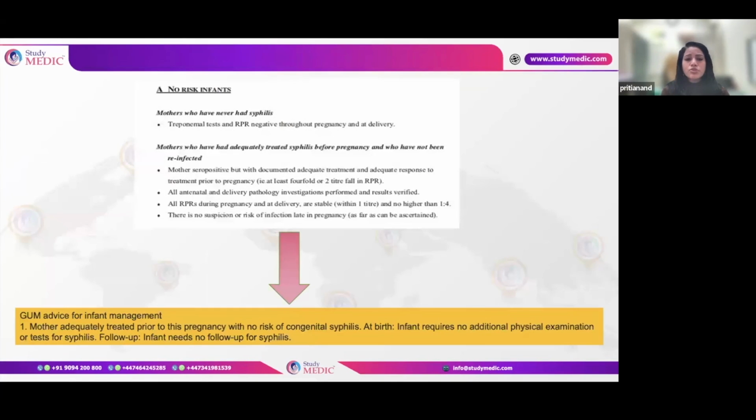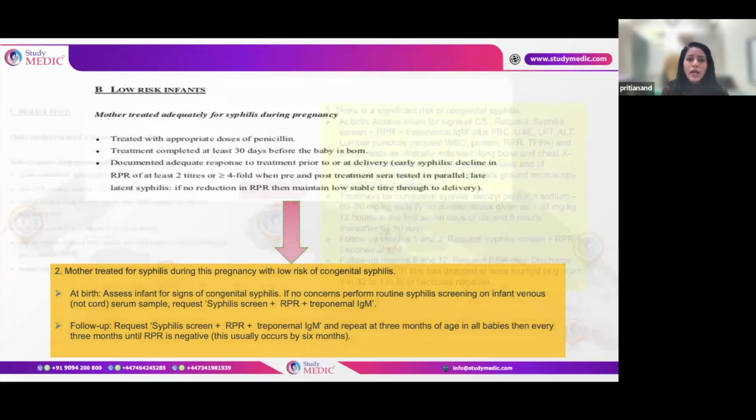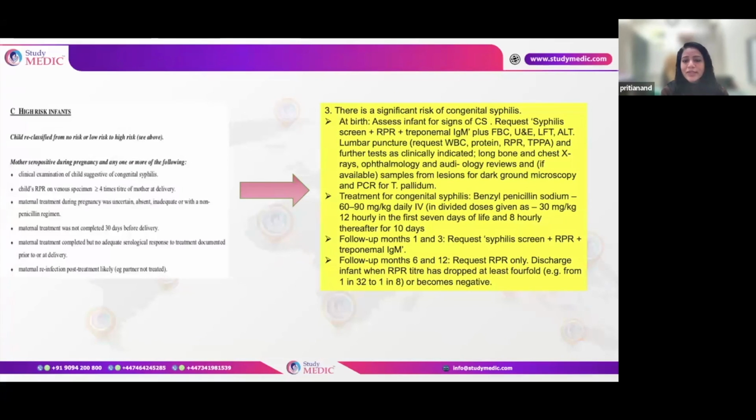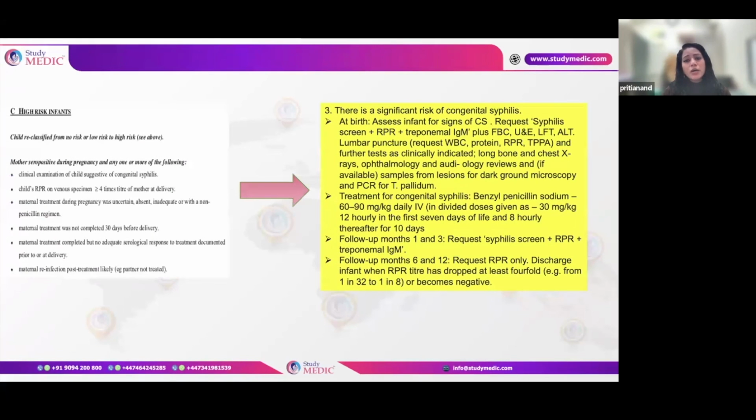No risk babies usually do not require any examination and testing. Low risk babies require examination as well as testing. High-risk babies require detailed examination, detailed testing, and treatment. So you have to make sure that for any patient who is pregnant and has syphilis being treated in pregnancy, as far as possible, the treatment should be completed before 30 days of the baby being born. Then the baby is considered to be a low-risk infant.